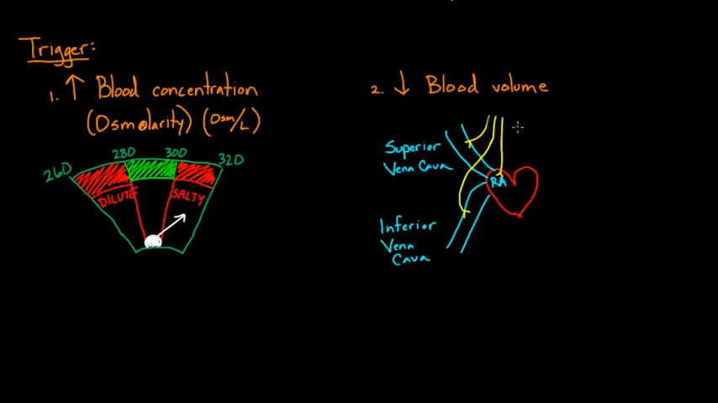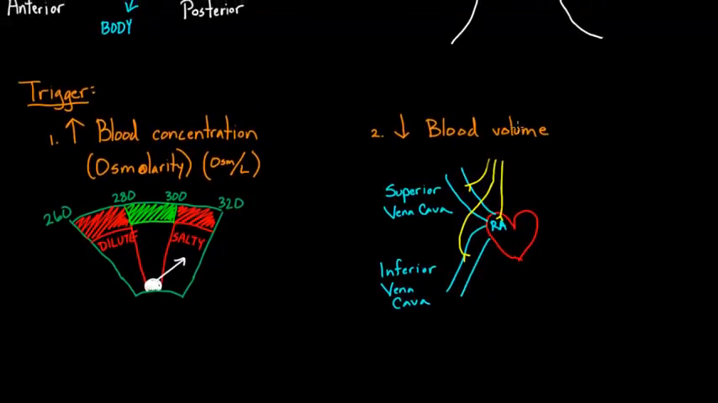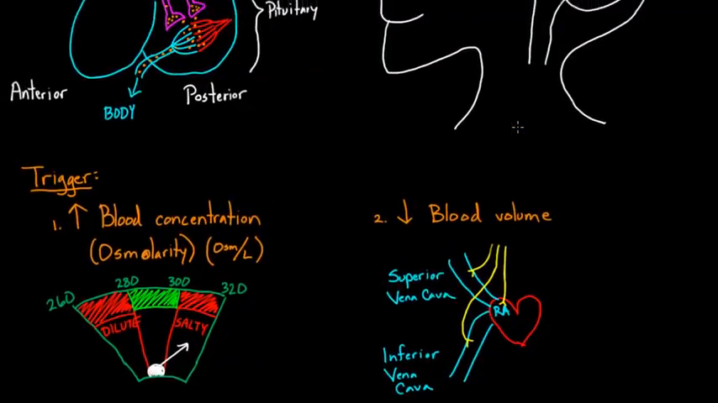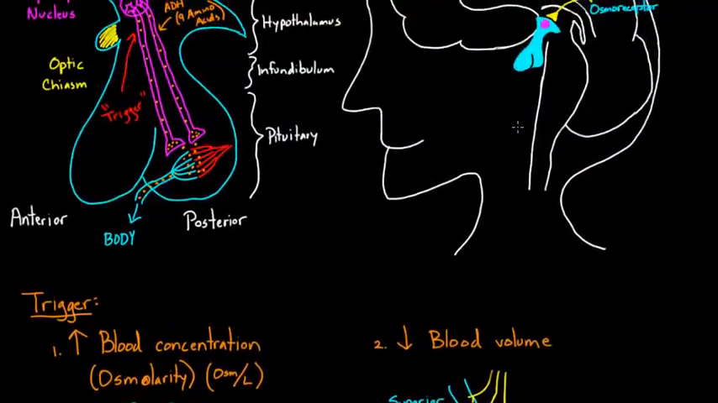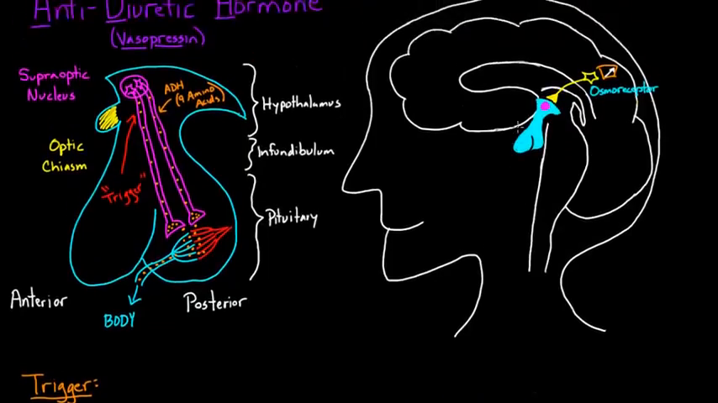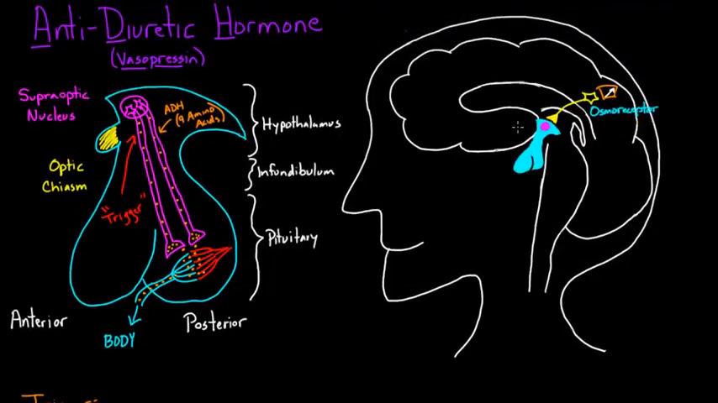are going to be less stretched. And they're going to say, well, why are we less stretched? And the answer is that there's actually less blood volume. So when they're less stretched, they're going to send a signal and say, hey, something's up. We have less blood volume, and I think the brain needs to know about that. So that's how a signal gets sent all the way up to the brain. And actually, I can draw that in as well.